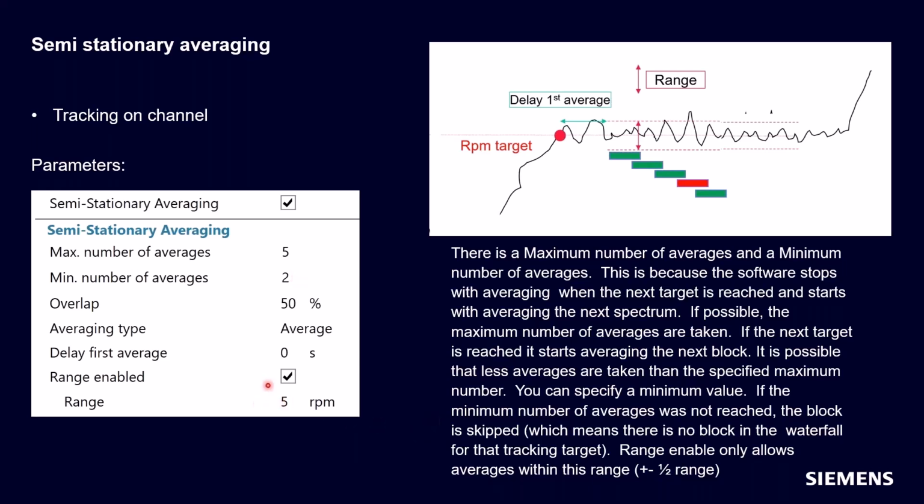And then you could also do a range enabled, and then at each tracking point, you could set a delta. So this would be plus or minus 2.5 RPM around your speed at that tracking point. And if it's outside of that range, it would not be included in the average. So that range is a delta, so plus or minus 1/2 range around your tracking point.